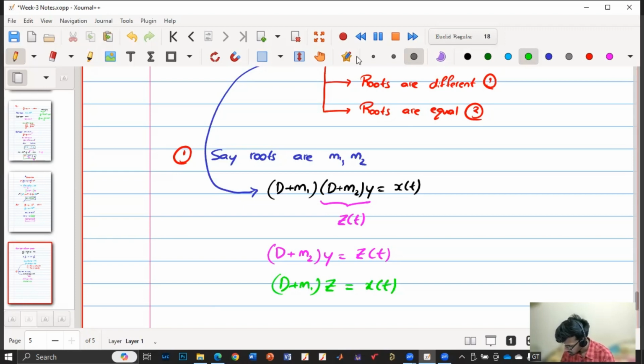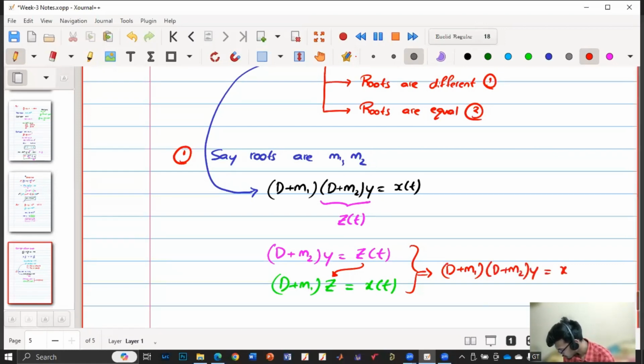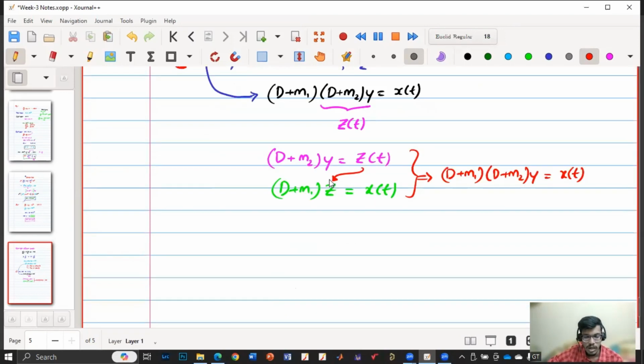Understood? What I'm trying to say is, if I substitute z of t here, I'll get D plus m1 into D plus m2 y is equal to x of t. So I have factorized into two terms so that I'll first solve for z, then put z back here and solve for y. Is this step clear, how from here I'm getting this step?